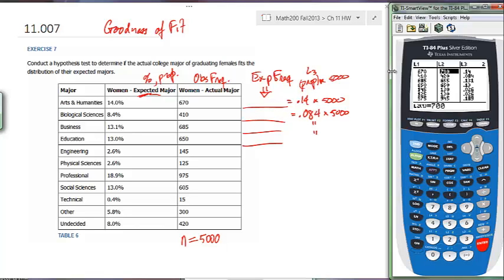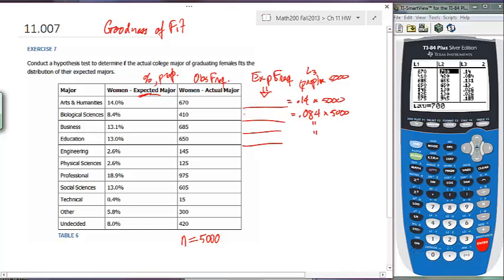So just to write down a few of them, out of these 5,000 students, I would expect 700 Arts and Humanities majors, 420 biological science majors, 655 business majors, 650 education majors, etc. So that's how we can get our expected frequencies, where the distribution is not uniform.